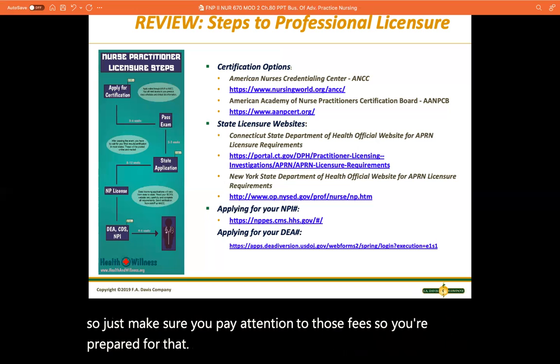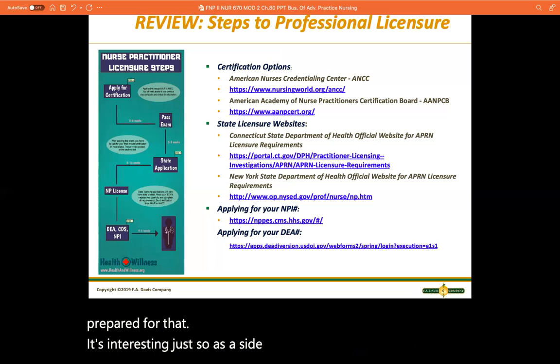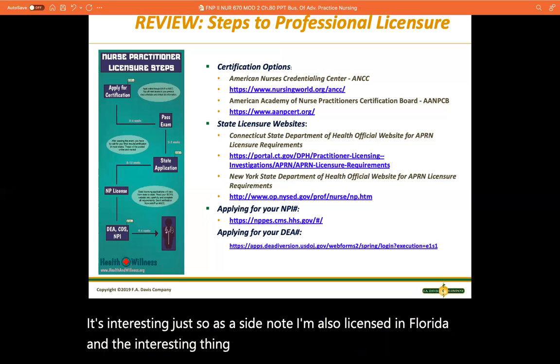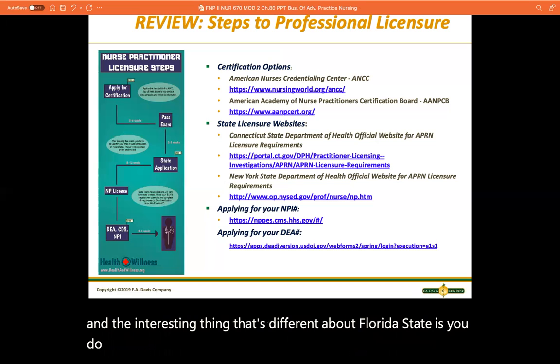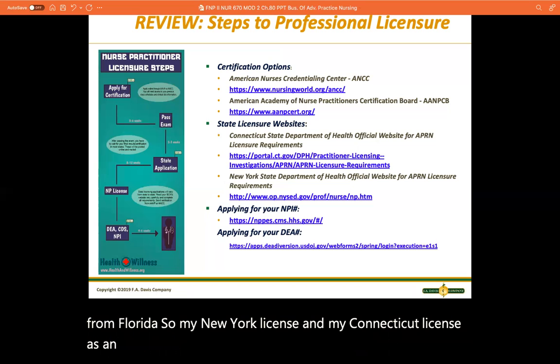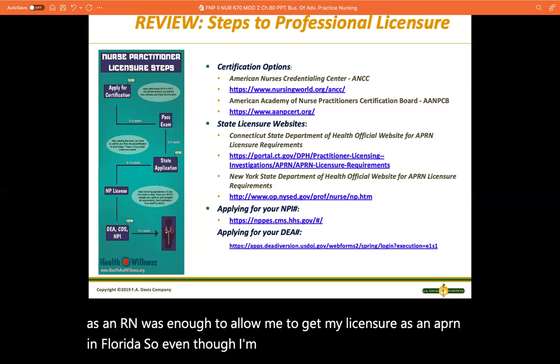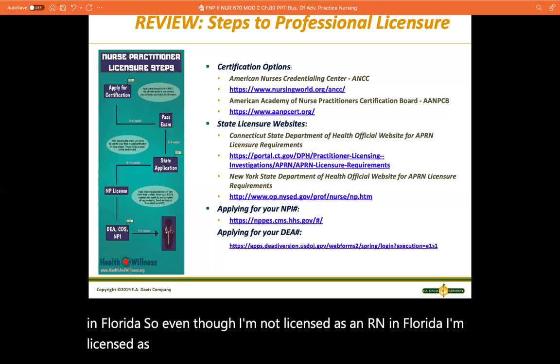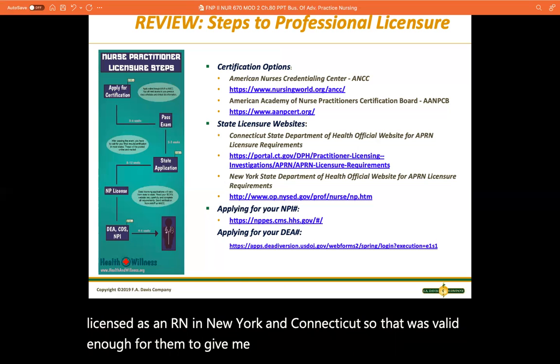It's interesting, just as a side note, I'm also licensed in Florida. And the interesting thing that's different about Florida is you do have to be licensed as an RN, but it doesn't have to be licensure from Florida. So my New York license and my Connecticut license as an RN was enough to allow me to get my licensure as an APRN in Florida. So even though I'm not licensed as an RN in Florida, I'm licensed as an RN in New York and Connecticut. So that was valid enough for them to give me my licensure in Florida.